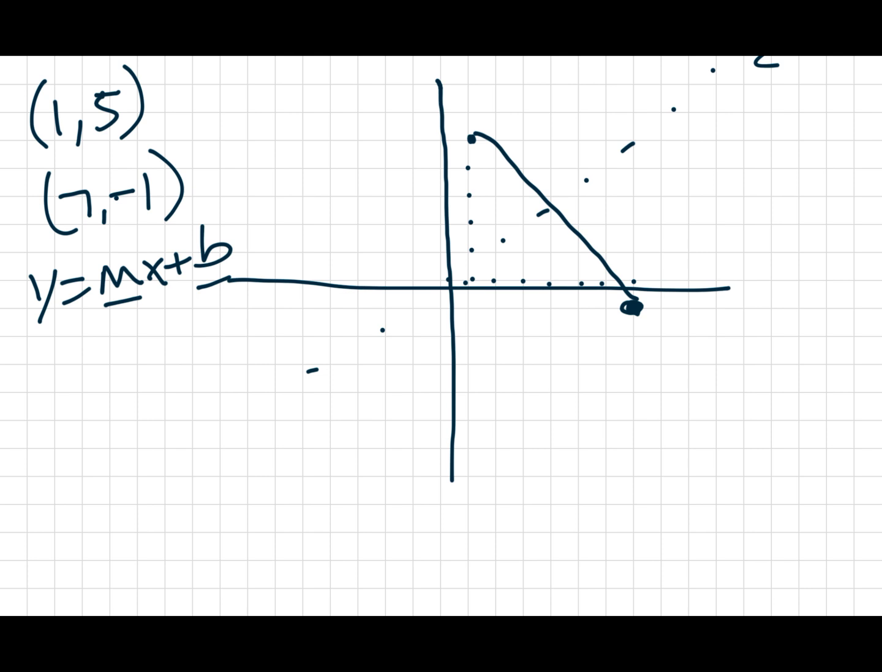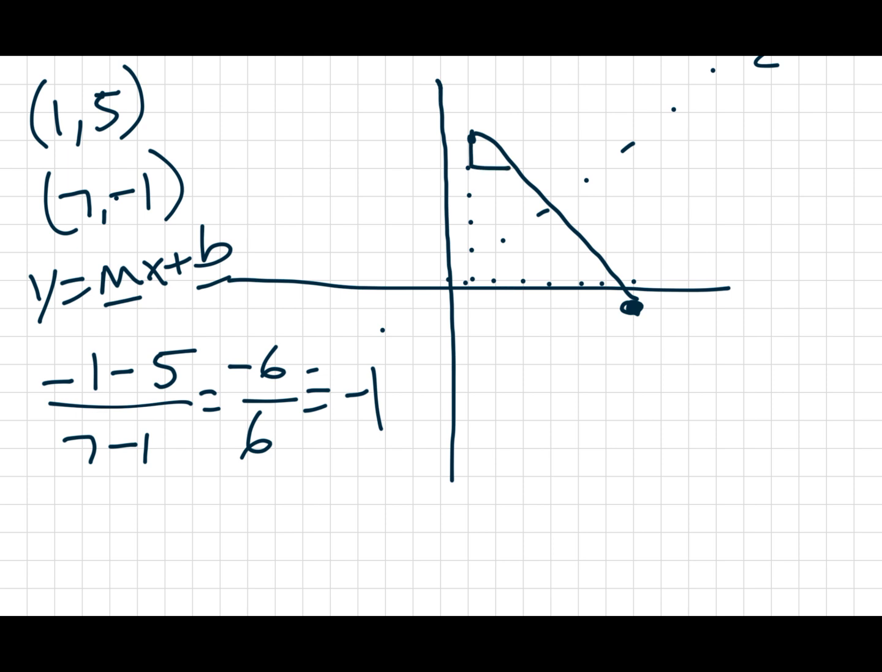So we're going to take y sub 2 minus y sub 1 over x sub 2 minus x sub 1. So negative 1 minus 5 and 7 minus 1. That gives us negative 6 over 6 or negative 1. And that makes sense. If we start at the top point, we go down 1 over 1. Right? Down 1 over 1, and we're right on that line each time. That's the slope of that line.